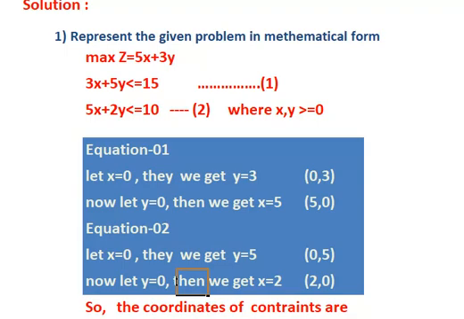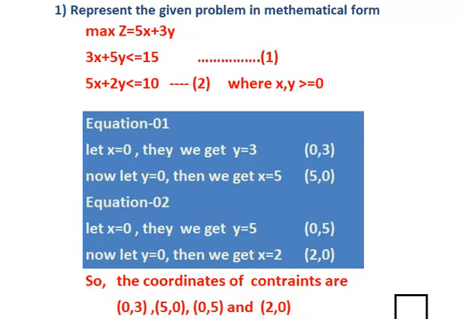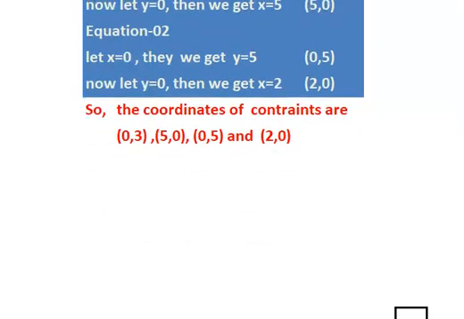Now let us solve equation number 2. Equation number 2 looks like this: 5x plus 2y is less than or equal to 10. If I assume x equals 0, then we get 2y is less than or equal to 10. It gives me y equals 5. Similarly, if I assume y equals 0, then we get x equals 2. So the constraints are reduced to the coordinates 0, 3, 5, 0, 0, 5 and 2, 0.